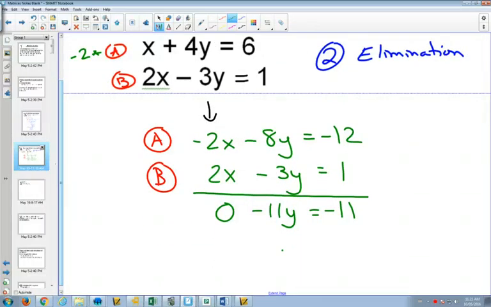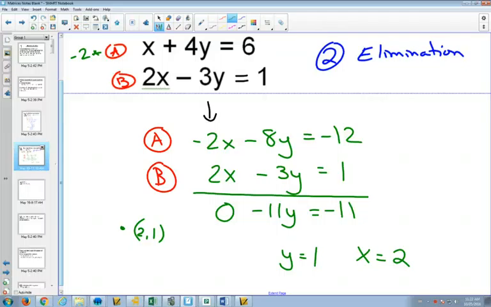Anyways, now you would divide both sides by -11, and you get y equals 1. And then to solve for x, exactly the same as we did last time, plug y equals 1 into equation A or B, and you'll get x equals 2 again. So it's exactly the same as before. If we were to graph both of those lines, changing them to y equals mx plus b, we would get two lines, and those two lines would intersect at the point (2, 1).